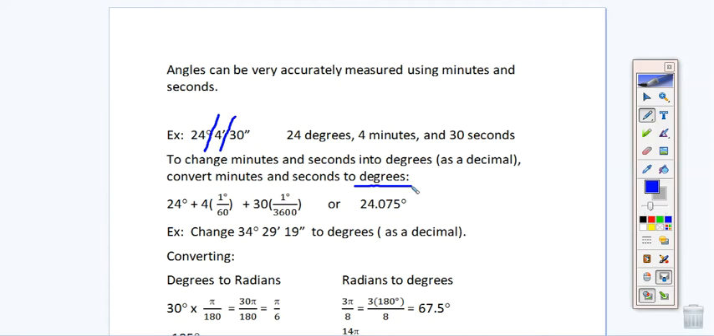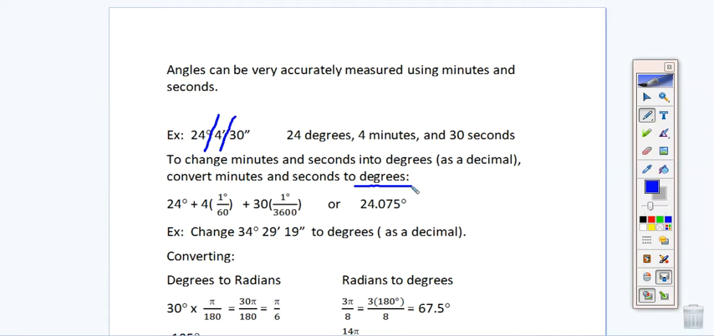We take 4 times, for every 1 degree there are 60 minutes. But we only have how many minutes? So that's why we multiply by 1 over 60. If I had 60 minutes, you would be adding a whole other what? Degree. Well, we're only adding 4 minutes. We're not adding all 60. So we take 4 times, there's 1 degree per 60 minutes.